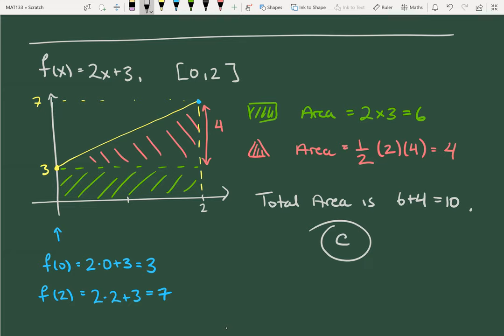All right, let's do one more of these ones and then we'll do something a little bit different. Okay, but let's do one more of these sorts of, here's the graph, you tell me what the area is.